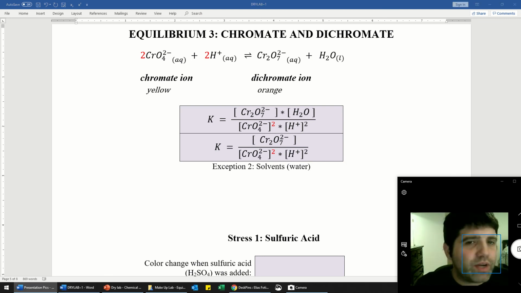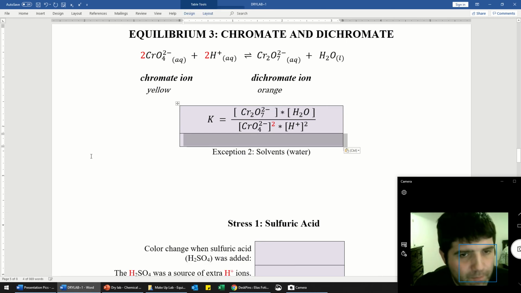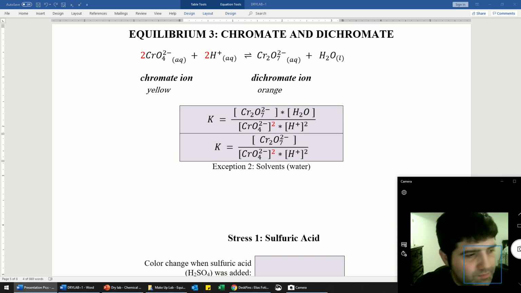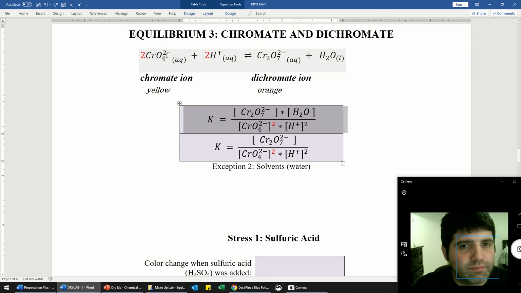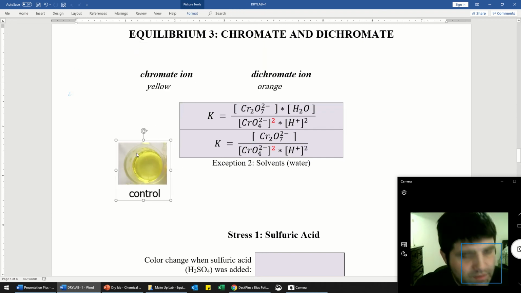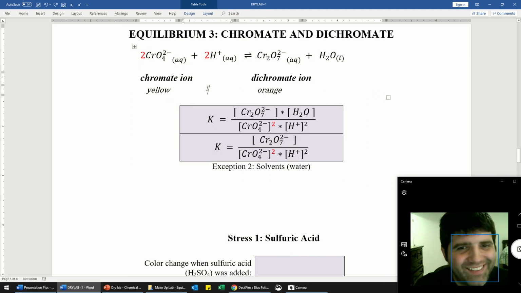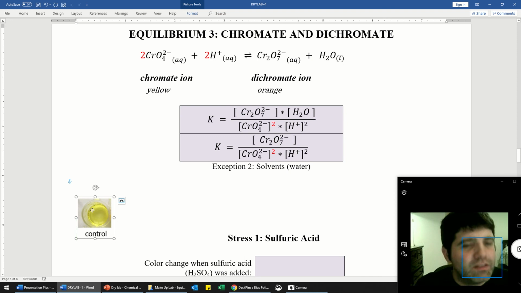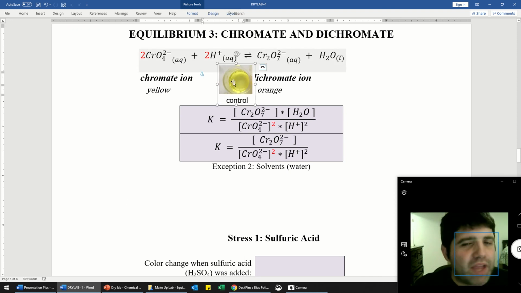So when you have just the system at equilibrium, it has more or less a yellow color. Okay, so this is what it looks like as a baseline. This is yellow. You can see that the yellow, that's the chromate ion. There isn't too much dichromate ion there.